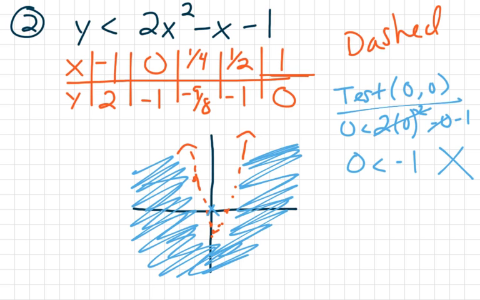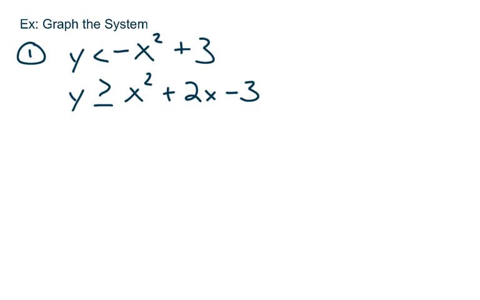The next topic in this section still relates to graphing, but now we're going to be graphing a system of inequalities. We're looking for where two shaded areas overlap, and we're going to have two parabolas on our graph. Okay, so let's go ahead and make some XY tables for both.